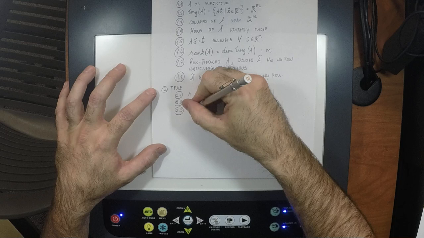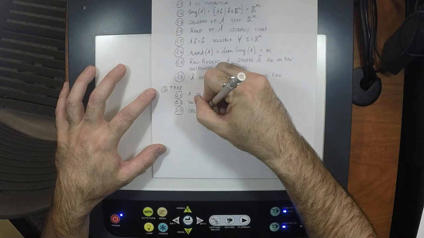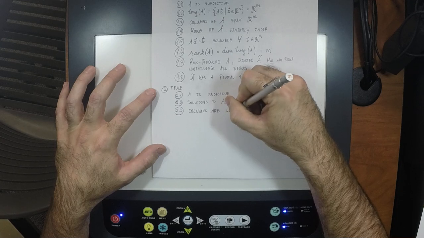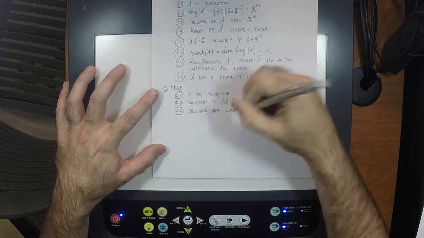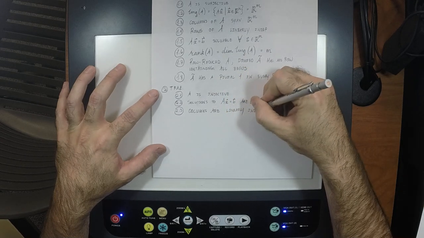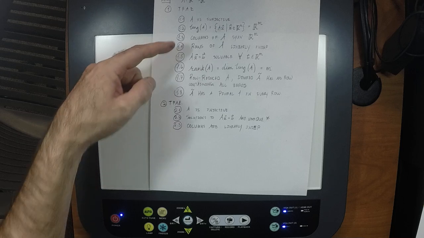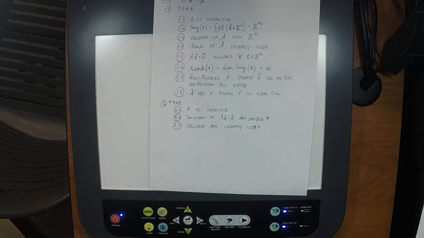2.3, the columns are linearly independent. So notice that is similar to, but different from the other one. What was the other one? The rows are linearly independent. So rows being linearly independent means surjective. Columns being linearly independent means injective.